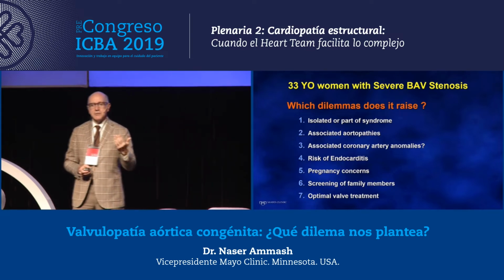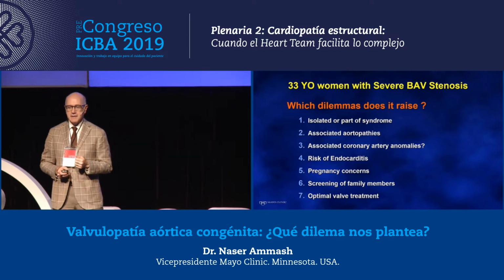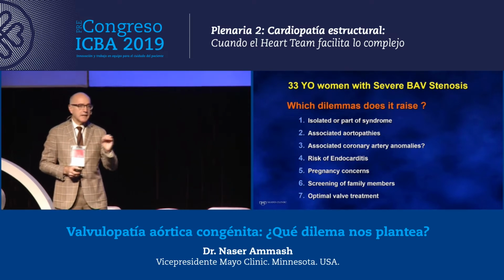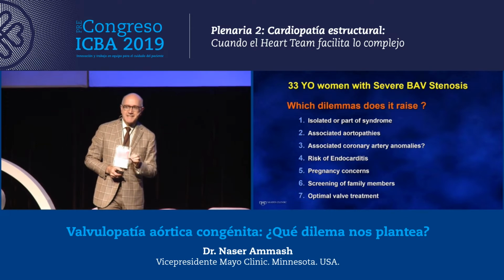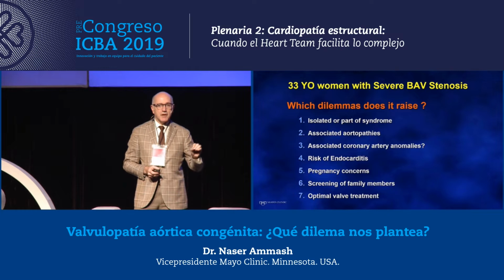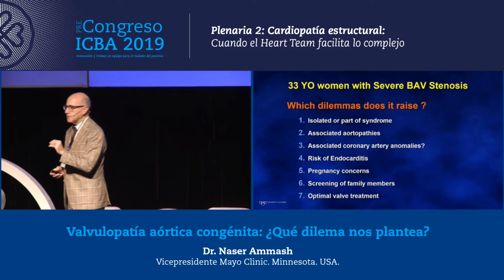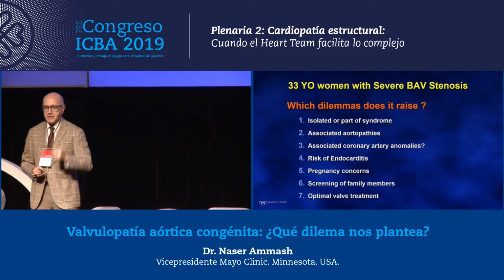Is it an isolated bicuspid valve, or is there an associated anomaly? What about the aortopathy, the dilated aorta that you see in 60% of those patients, and that affects what you are going to do, a TAVI, a Ross, or whatever surgery you want to do? What about the associated coronary artery anomalies or intracranial aneurysm?